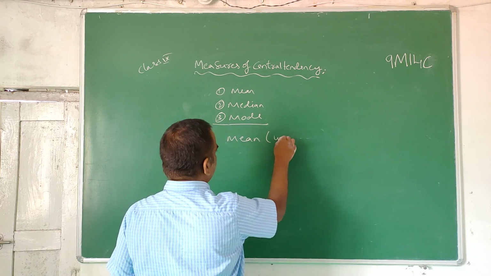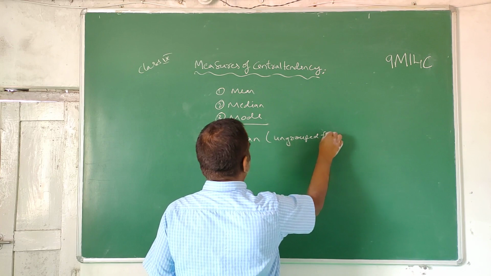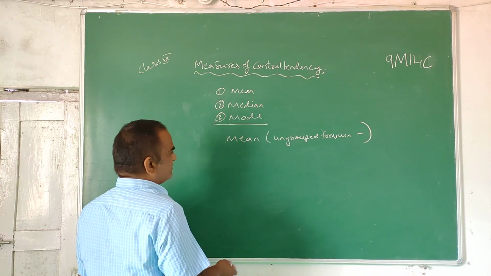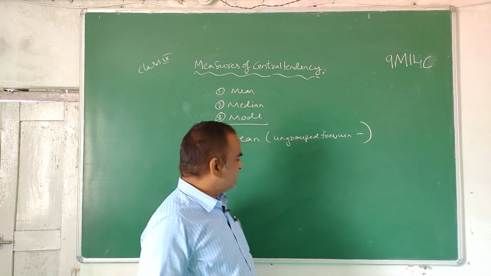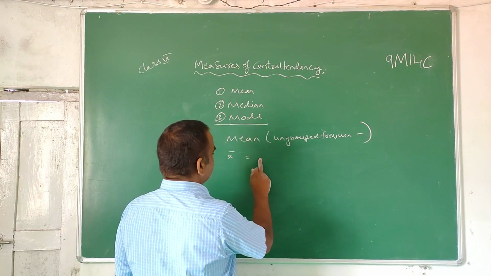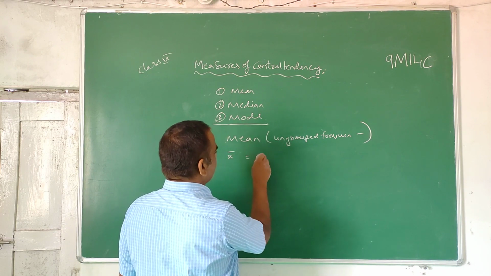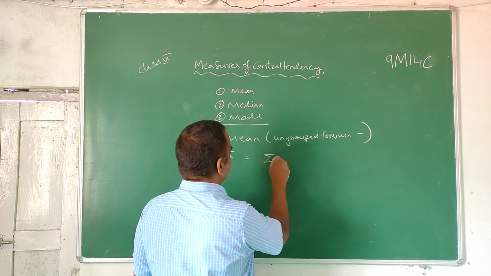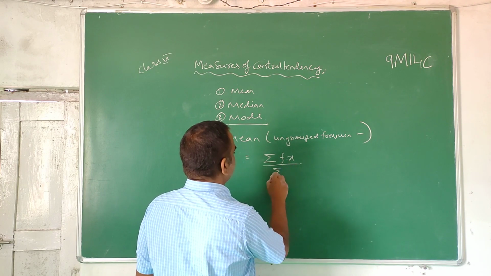Now, mean for ungrouped frequency distribution. Everywhere mean is denoted by x bar only, and for ungrouped or grouped data you can use the same formula. The x bar mean formula for ungrouped frequency distribution is summation f into x by summation f.